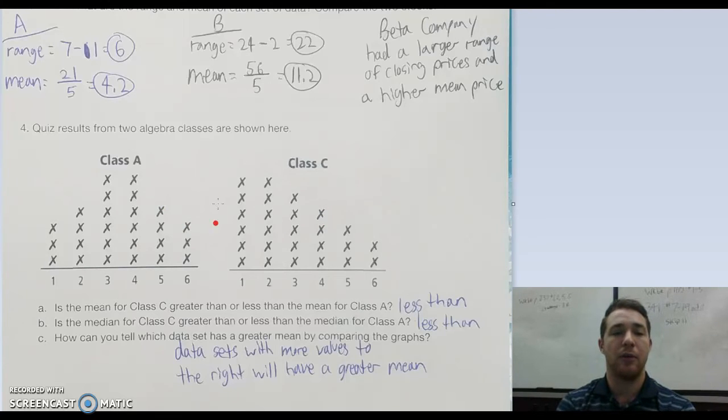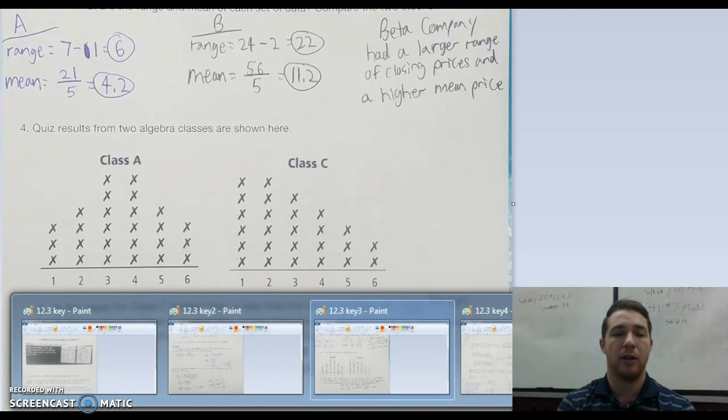Class C looks like we have more scores that are on the left side of that graph, so more scores that are lower, it's going to lower that average for the class. So you just want to be able to analyze a graph, see that if I have more value to the left, that would mean that our average is going to be lower.